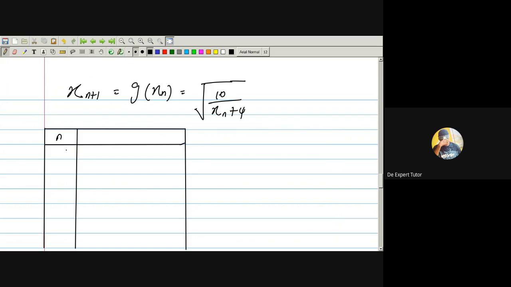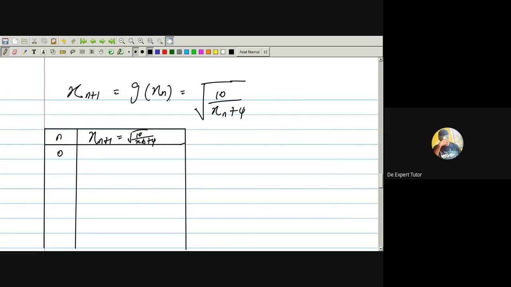This is n, my iteration, and we have g of xn. xn plus 1 equals square root of 10 over xn plus 4. Pay attention to what we are going to be doing here. At n equal to 0, I'll be having my x1. What will be my x? My x1 will be equal to, remember, this one become x naught.